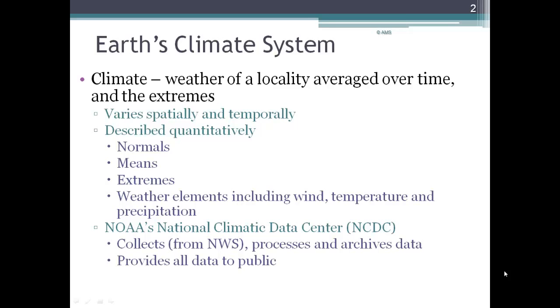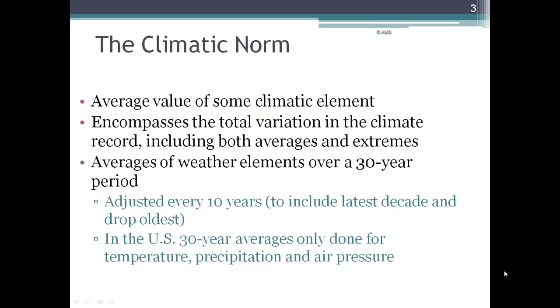NOAA's National Climatic Data Center, the NCDC, is responsible for processing weather data and creating the numerical values that we use, the normals, the means, and so on, and providing that data to the public. I spoke with you already about the climatic norm. A normal is a 30-year average for some particular variables such as temperature, precipitation, air pressure, and it can vary. It can be an annual normal. It can be a normal for Arizona for the month of July. Whatever the case, it's a 30-year average, and the 30-year time period is updated regularly. So we're looking at the past 30 years in 10-year increments.